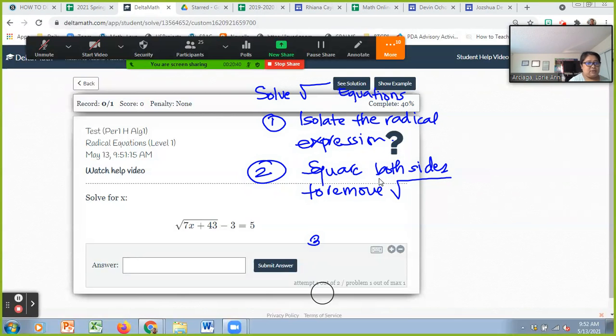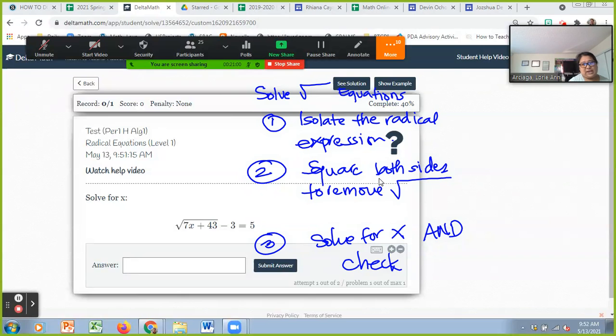I know, it's coming out randomly because I don't have the little star to guide me. And then number 3, you have to solve for x, and this time it is mandatory that you do a quick check. Why? Because there are some radical equations that come up with 2 possible solutions, but only one of them makes the equation true. So be careful with that.